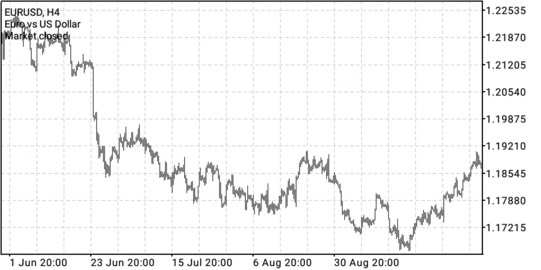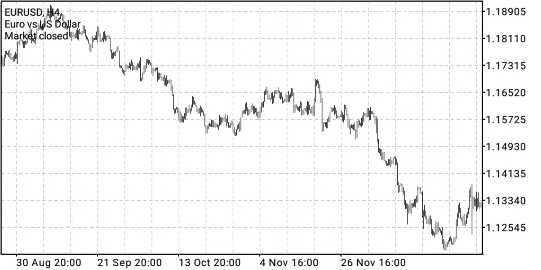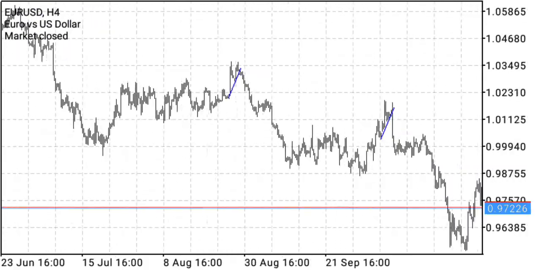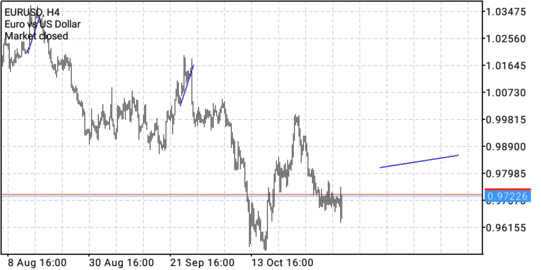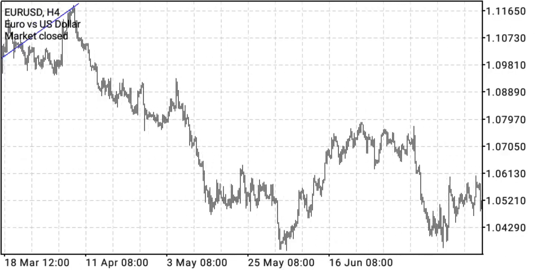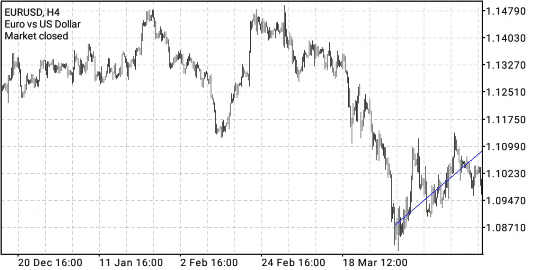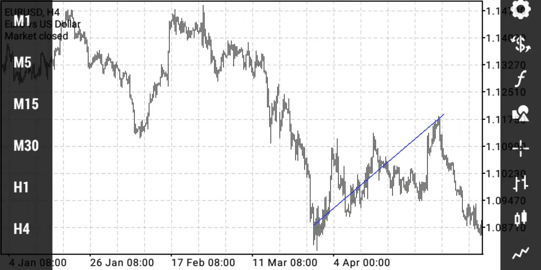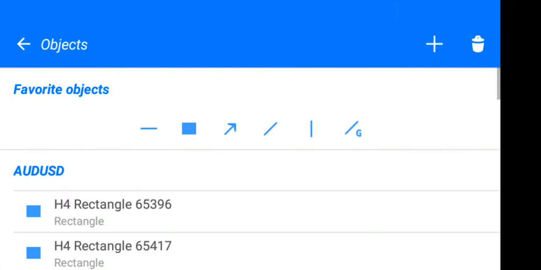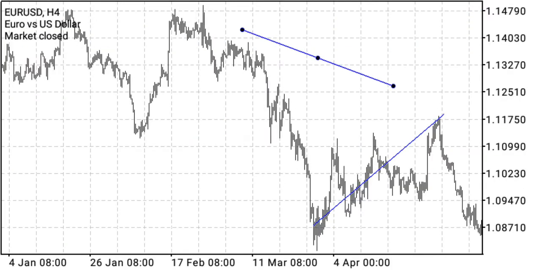But in this tutorial we're going to be talking about Euro USD. Euro USD is actually on a downtrend. So we're going to be taking our trend line here. But first, let's quickly identify what the trend line is.